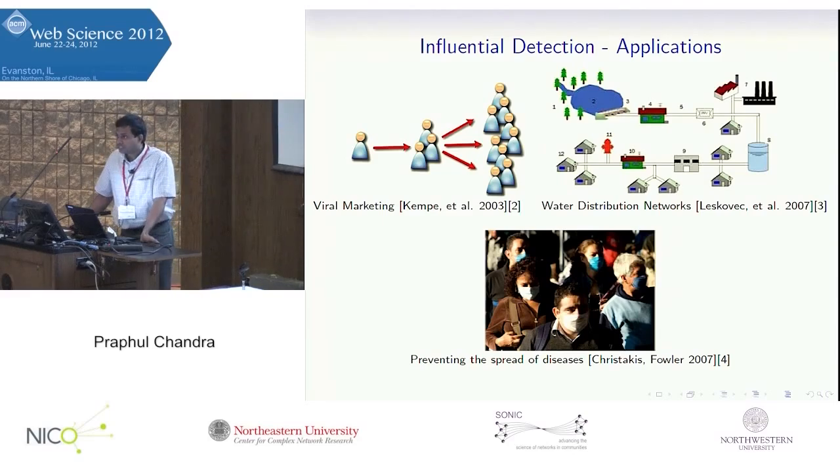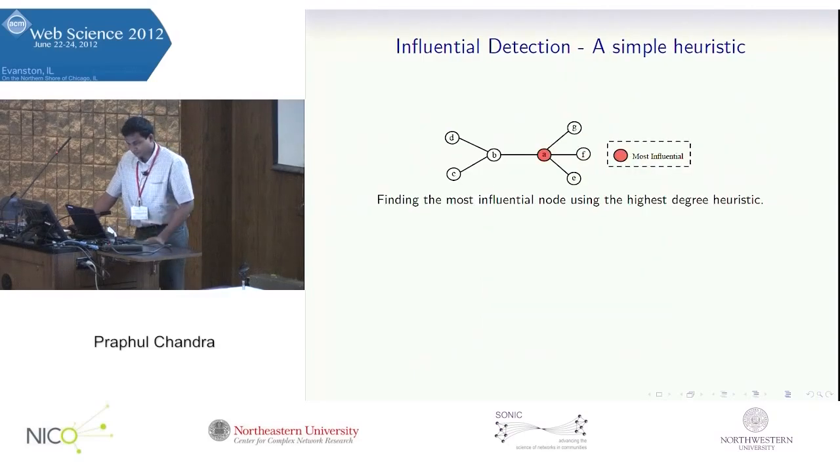And of course, in preventing the spread of diseases, where people have these models of epidemiology and so on to identify people or patients to vaccinate or provide treatment with priority, and hence to contain the spread of the epidemic or disease. This problem of influential detection is shown to be NP-hard to obtain an optimal solution, but there are several heuristics and algorithms. The simple heuristic is just to take the node with the highest degree as the most influential, which is simple but doesn't provide the optimal solution.